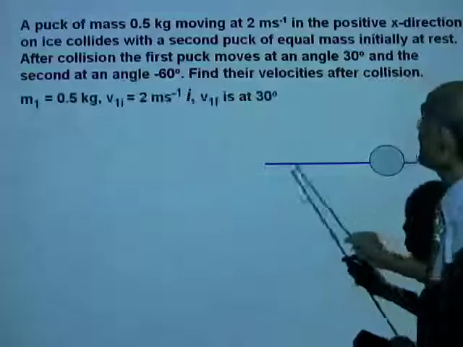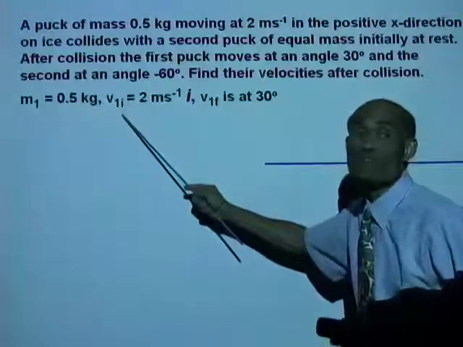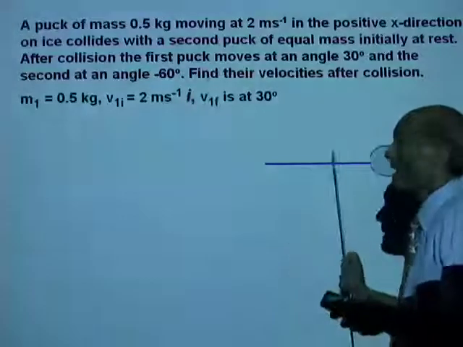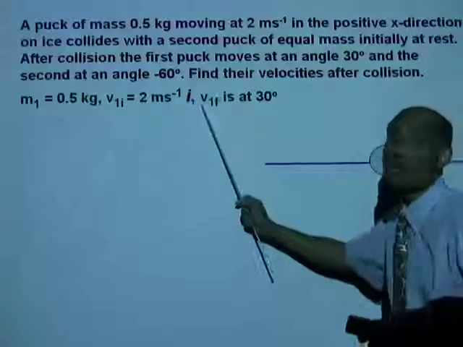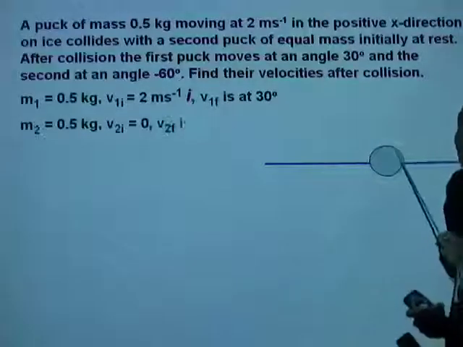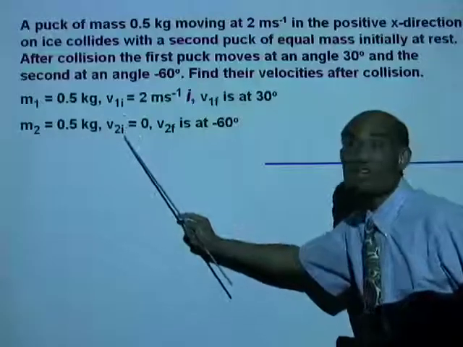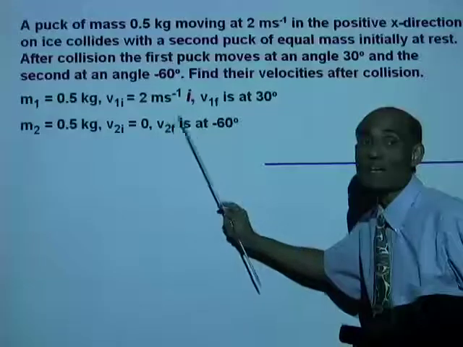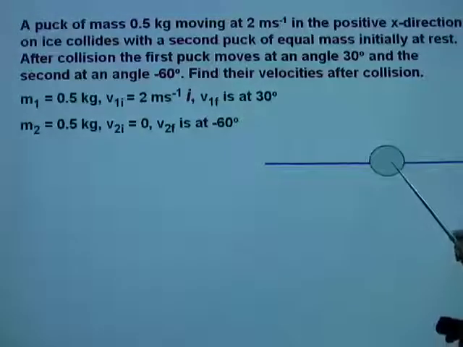Okay, there we have M1 equal to 0.5 kilogram, V1I is 2 meters per second i to the right, V1F is at 30 degrees. We don't know the value of V1F, we need to find the value. There, M2 is 0.5 kilogram, initially at rest, and V2F you need to find. You know it is at an angle negative 60 degrees.